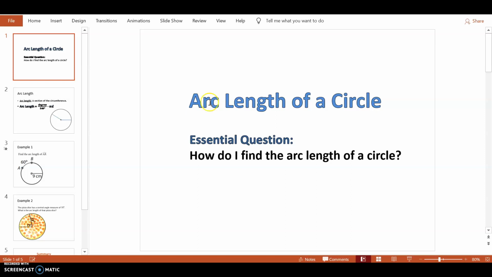So the question is, it's pretty straightforward. How do we find the length of an arc in any type of circle?